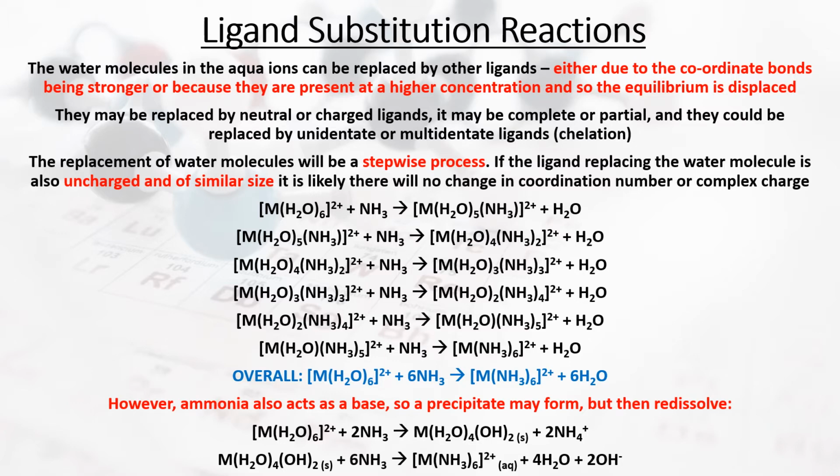Now, when we think about ligand substitution reactions, we can replace our water molecules by neutral ligands, like ammonia, or by charged ligands, like chloride ligands or hydroxide ligands. And so it could be a complete ligand substitution, where we get rid of all the water molecules. It could be a partial substitution where we only get rid of some of them. And we can replace them with lots of different types of denticity of our ligands. Remember, denticity was how many coordinate bonds it makes.